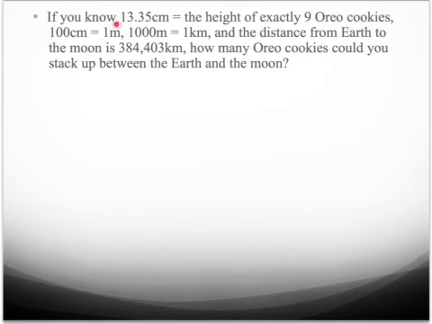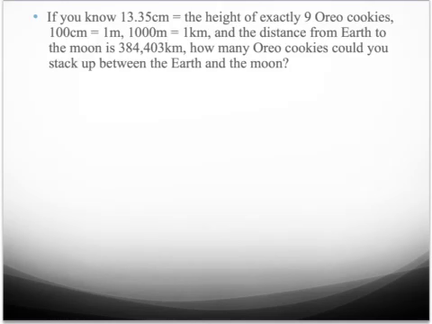It says if you know 13.35 centimeters is equal to the height of exactly 9 Oreo cookies, and you know some other facts. For example, there's 100 centimeters in a meter, and there's 1,000 meters in a kilometer, and the distance from Earth to the moon is 384,403 kilometers. How many Oreo cookies could you stack between Earth and the moon?